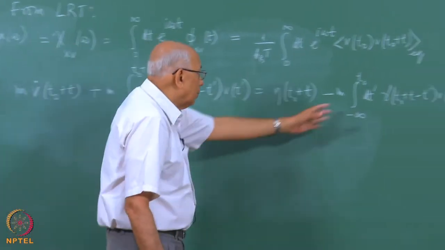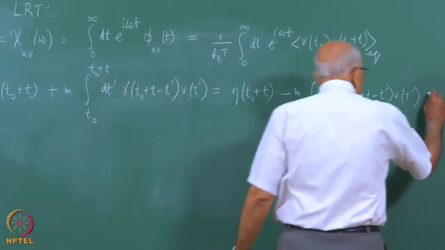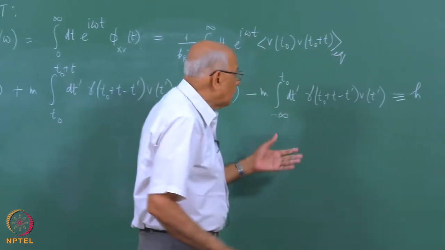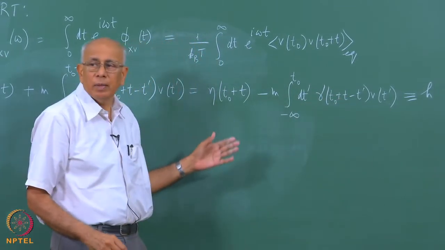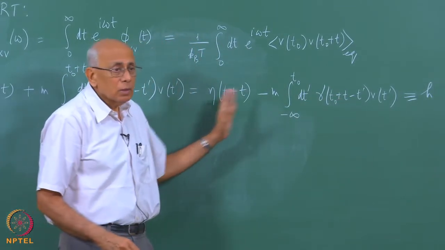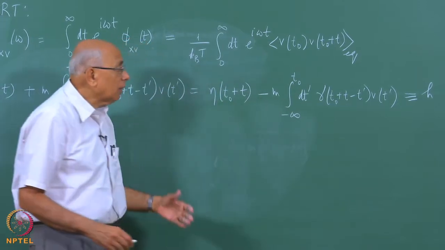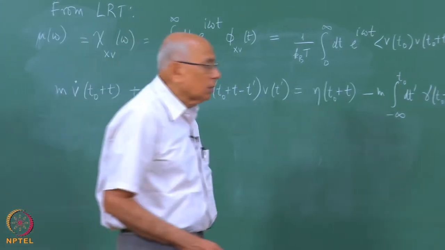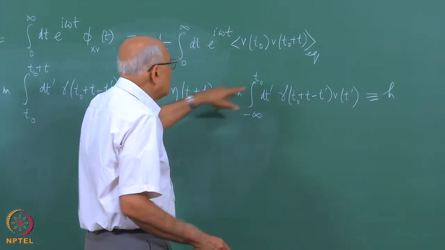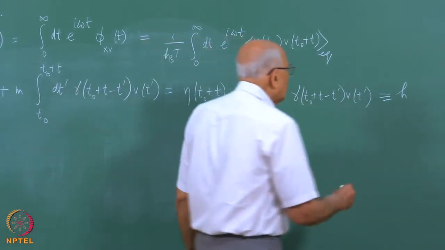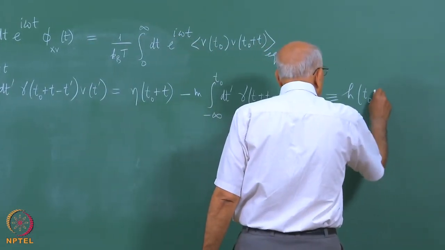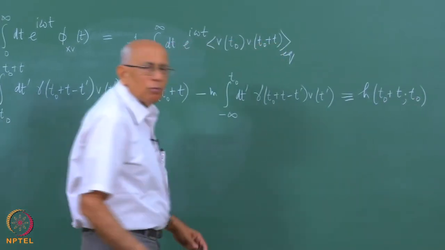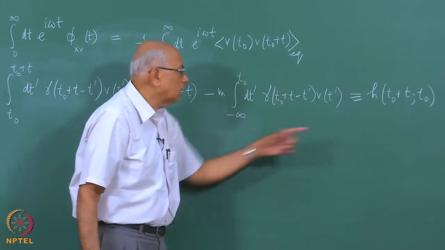And let's give this a name. So let's call this thing, by definition, some H. It's a kind of noise, because this is a random variable which is imposed from outside. So let's call it some H. And what is it a function of? It's got to be a function of t0 as well as t separately. So since t0 plus t appears here and t0 appears here separately, let's write it out in that form. Let me call it H of t0 plus t, t0. It's a function of both. And I define this H in this fashion here.